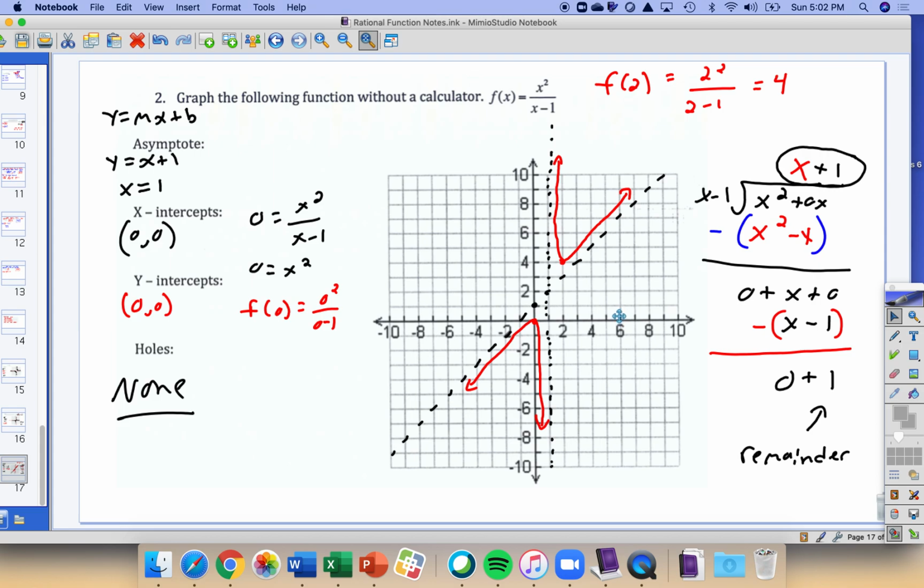So in conclusion, we are looking for holes, asymptotes, x-intercepts, y-intercepts, and then any other point that we need to get a better image of our graph or of our function.